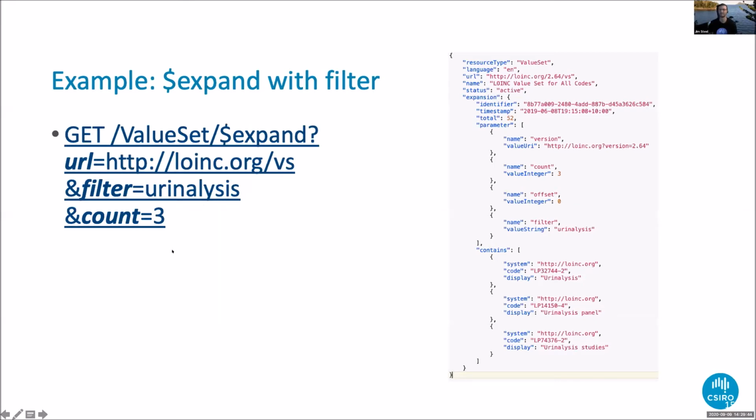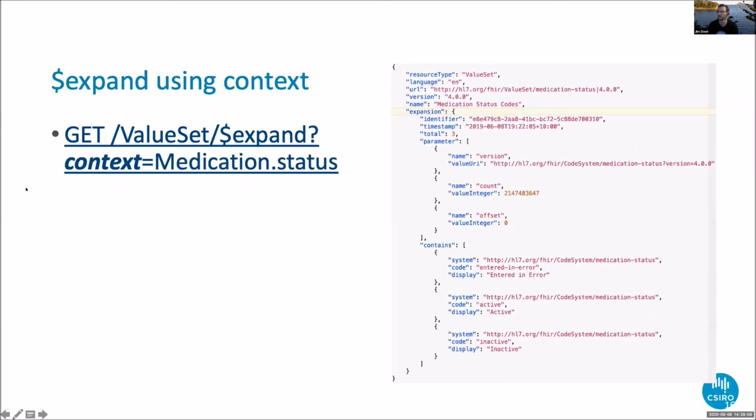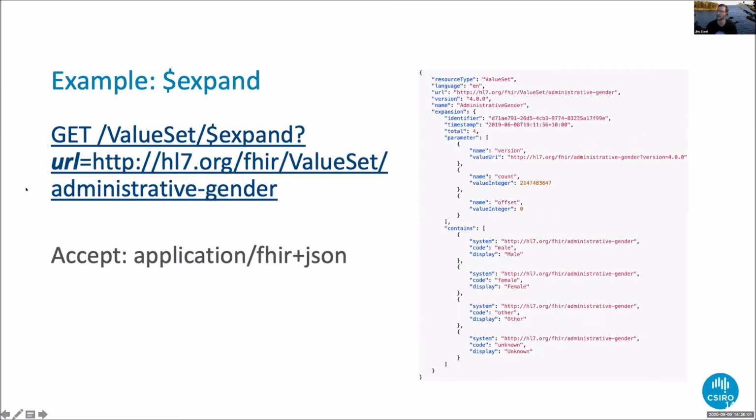Thank you, Michael. So what I'll show here first is just a few quick examples of that expand operation that Michael has very ably described for us. So this first one is, we're calling the expand operation. The first parameter we give it is the URL of the value set that we want to expand. So in this case, this is the administrative gender value set. This is one from inside the FHIR spec. And that's the only parameter we're going to pass this invocation of expand.